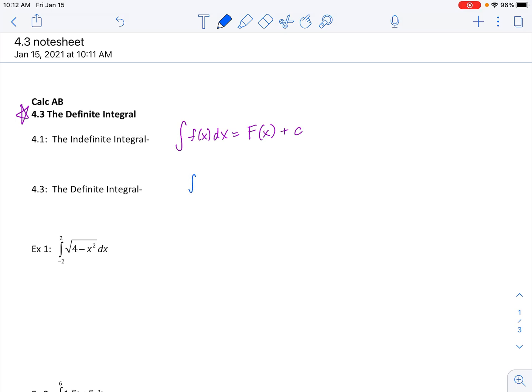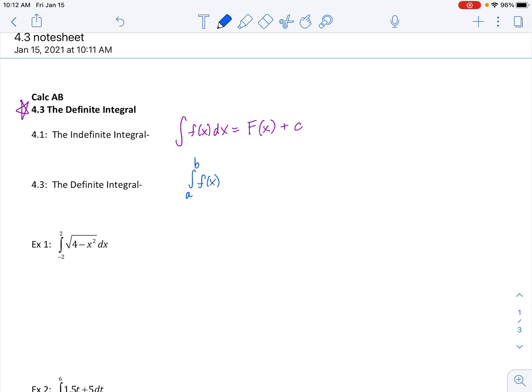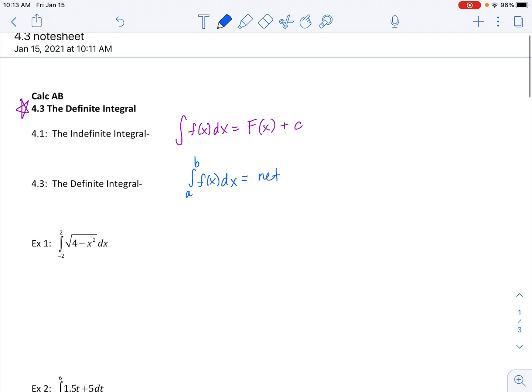A definite integral looks similar, but a little bit different. You'll notice it has values a and b, which are limits on the function that is the integrand. If you look down at example 1, those limits are -2 and 2, and we'll talk about what that signifies. This calculates the net area under the curve. So we're going to talk a lot about area today, and what we mean by net area.